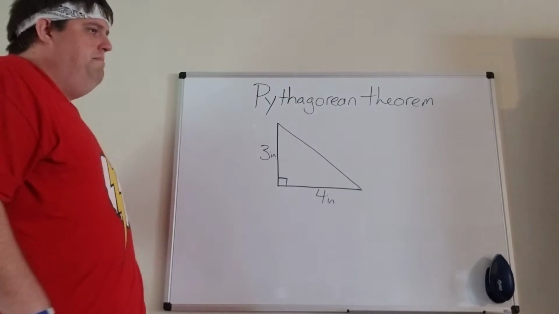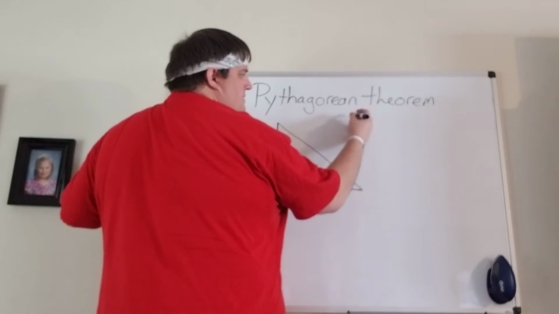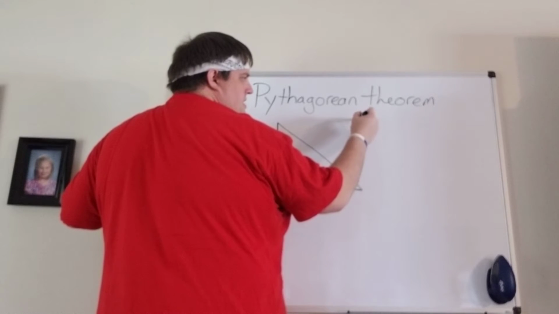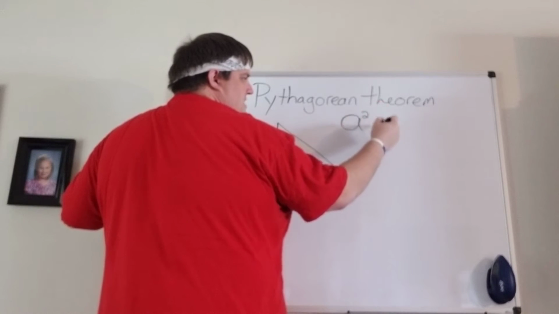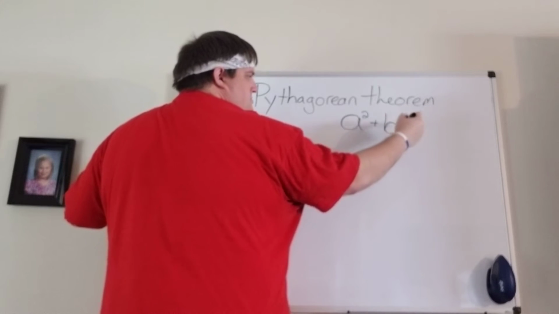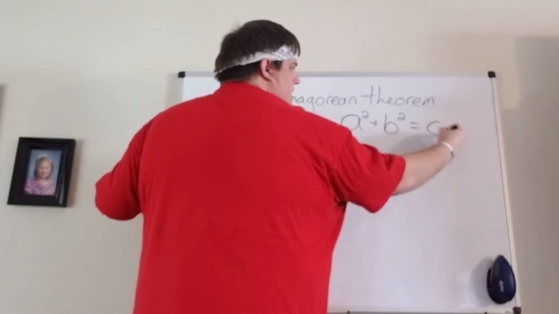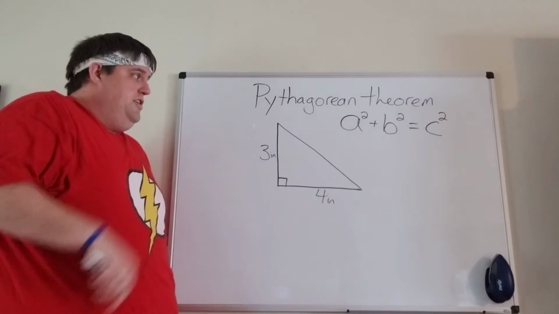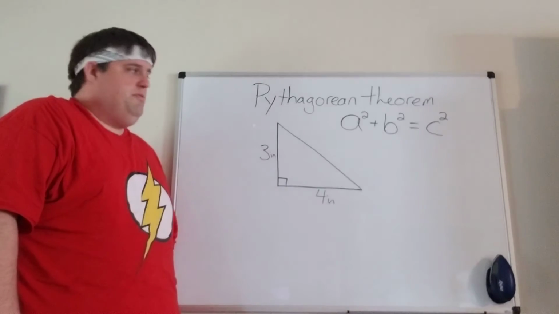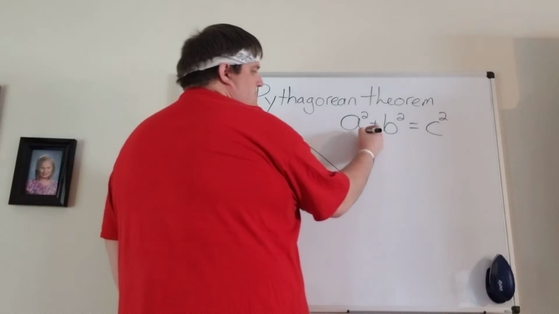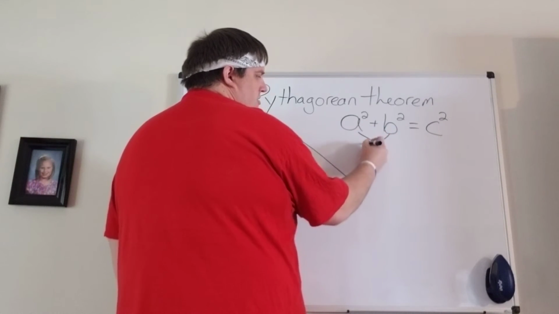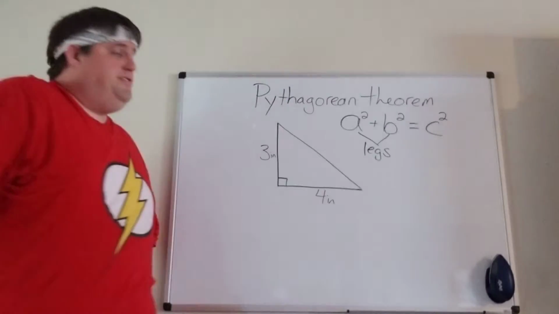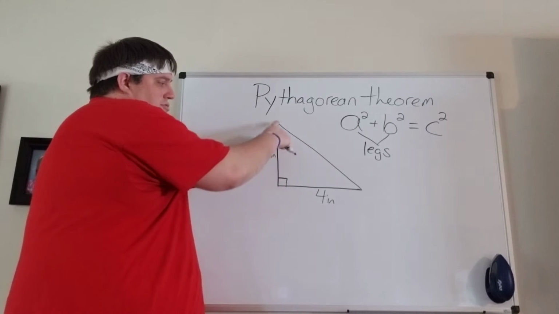So the theorem, you may have heard this before. In fact, like I said, it's pretty famous. The theorem says Pythagorean theorem is a squared plus b squared equals c squared. All right, those are exponents. So a squared plus b squared equals c squared. The a and the b, and this is very, very important, are the legs of the right triangle. If you don't remember that from yesterday, the legs are the sides that make the right angle.